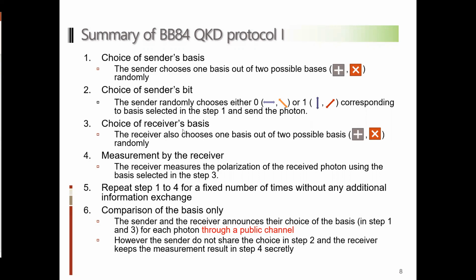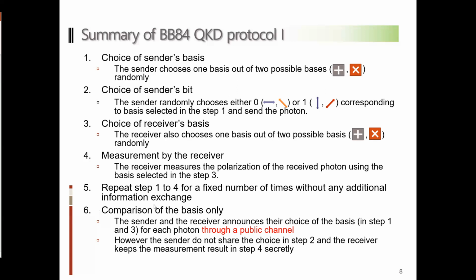Then what about the receiver, Bob's side? Before he receives each photon, Bob also randomly chooses one basis out of these two possibilities. And then once Bob measures one photon, Alice and Bob repeat all of this procedure for some block of time.